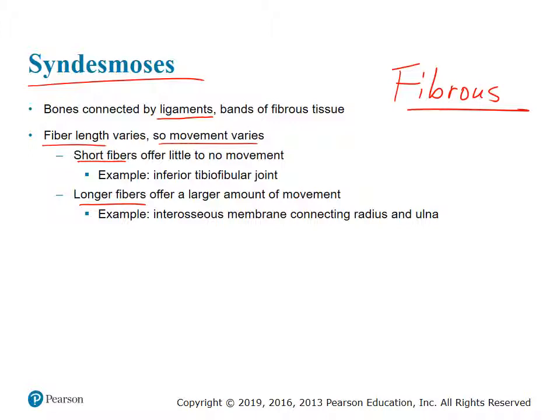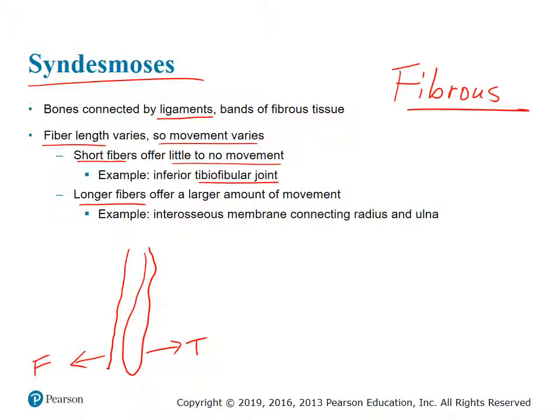And the short fibers give you very little, so the shorter the fiber is, the less movement it's going to be. And here's a great example of that, right? The tibiofibular joint. And this is where you have the tibia, right? That would be the tibia bone. And the fibula would be located. And in between, you'd be able to see this tissue here.